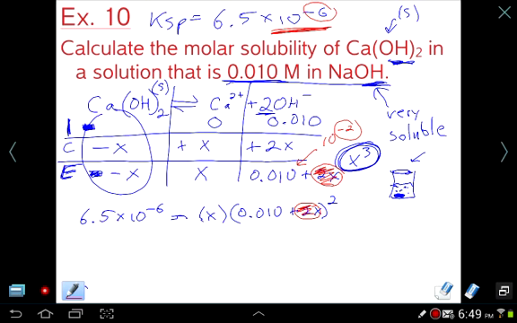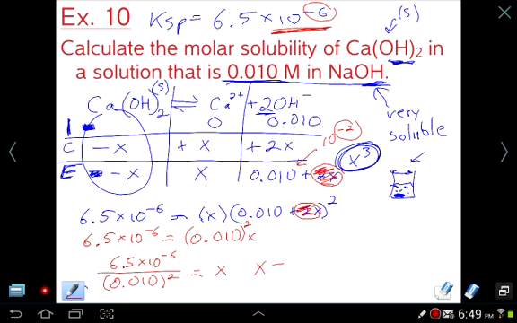So really we have 6.5 times 10 to the negative 6th equaling x times 0.010 squared. We just rearranged it. So maybe it's a bit confusing, but these two are just rearranged. So really, to solve for x, we just have to do 6.5 times 10 to the negative 6th divided by 0.010 squared. So if you compute this in the calculator, go ahead and put this into the calculator and see what you get.